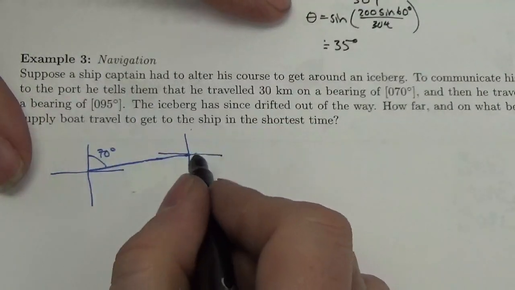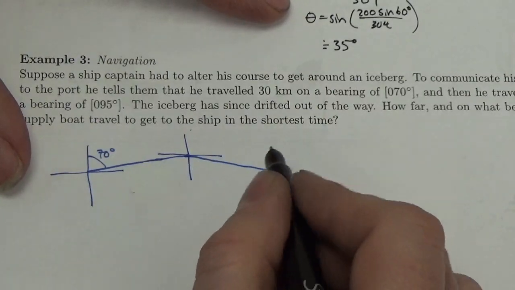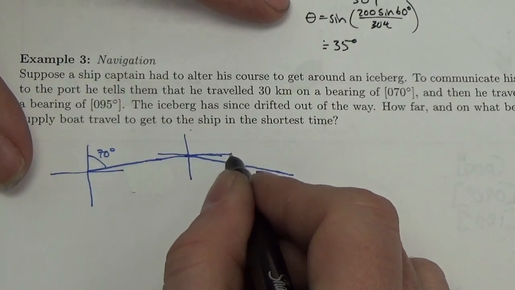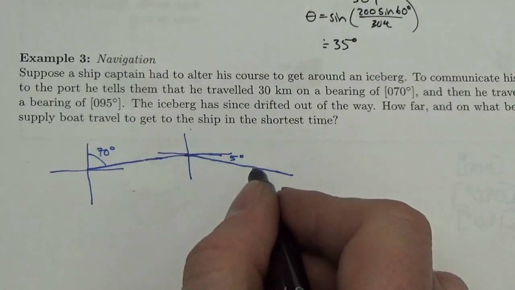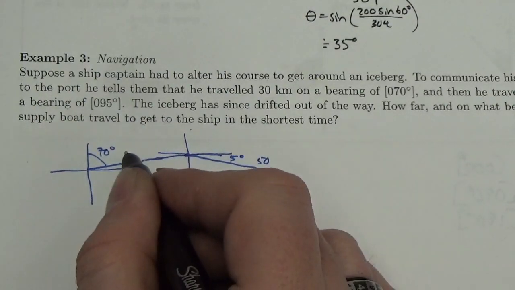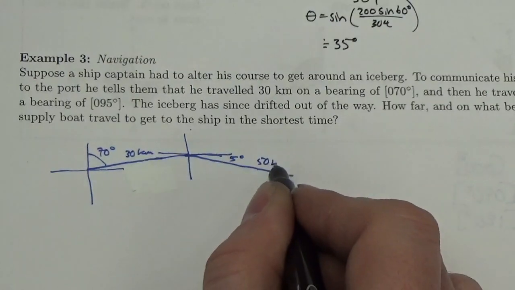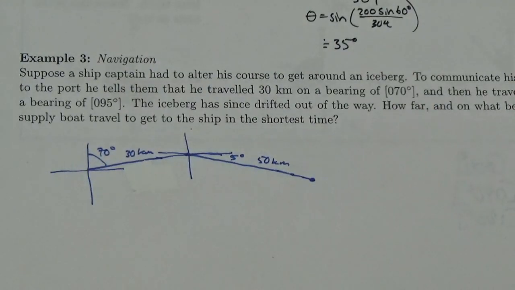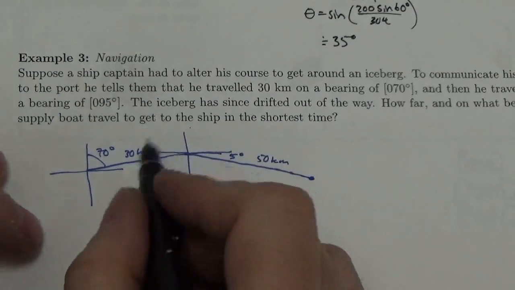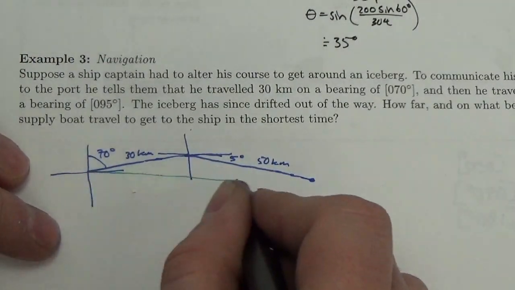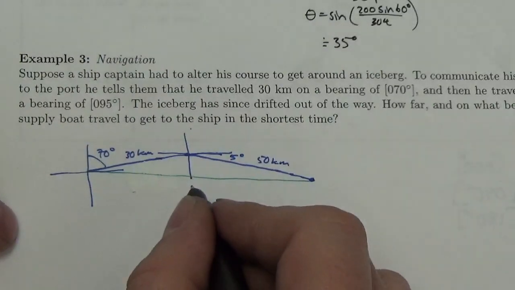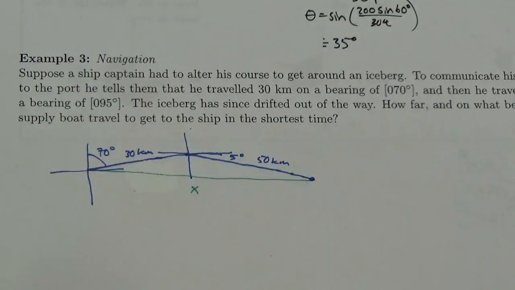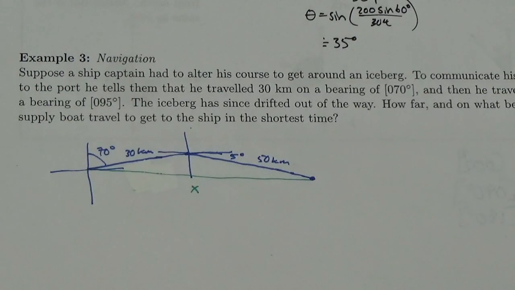This is going to be down here like this, where this right here is going to be 5 degrees inside here, and this is going to be 50. So this is 30 kilometers, here's 50 kilometers, and we get to our end point right here. And then the question is, how far and on what bearing should the supply ship travel to get to that ship in the shortest time? So let's say from the starting point out to here, that's what we're looking for. So there's the distance x there. Well, now you just got to think, what does this tell us here?